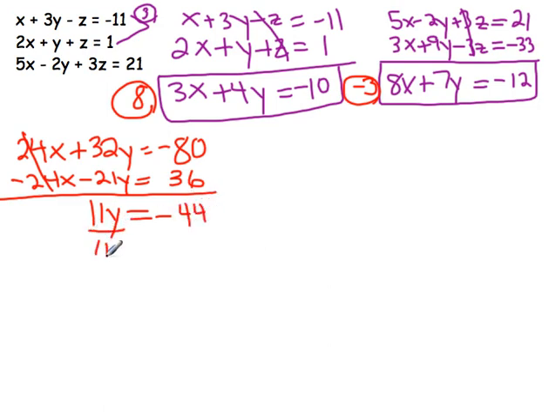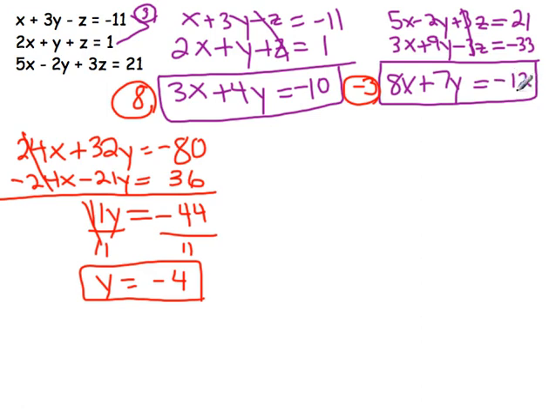Divide by 11. So then y ends up being negative 4. So I have my value for y. Now what I'm going to do is take this back to one of these two equations that I boxed in purple, because they have just x and y. If I plugged the y into one of the others, I'm going to have an x and a z, so I can't really solve for another variable. So what I need to do is pick one of these two, doesn't matter which one.